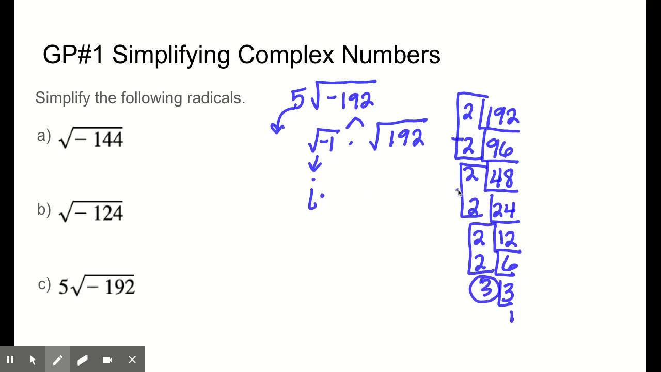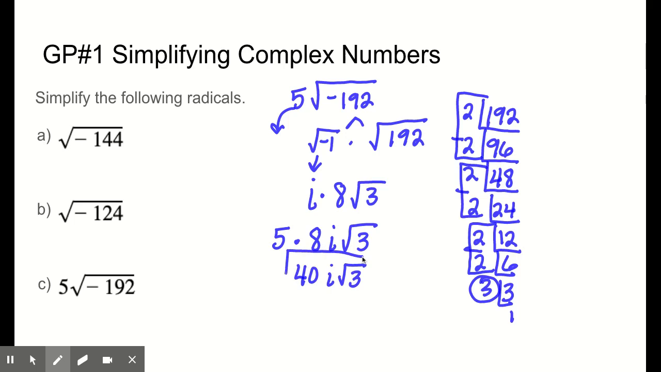So 2 times 2 is 4, times 2 gives us 8. Radical leftover is 3. That i is going to come between the 8 and the rad 3, though. So we have 8i radical 3. And lastly, we want to take that coefficient from the very beginning, place that out front, and we will multiply these real number parts. So 5 times 8 is going to give us 40i radical 3 as our final answer.